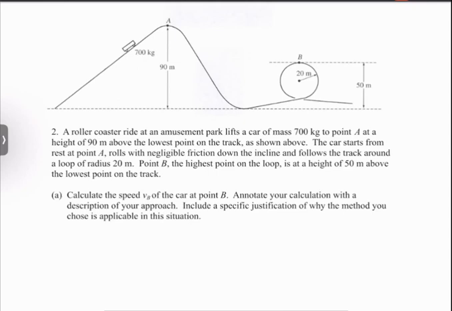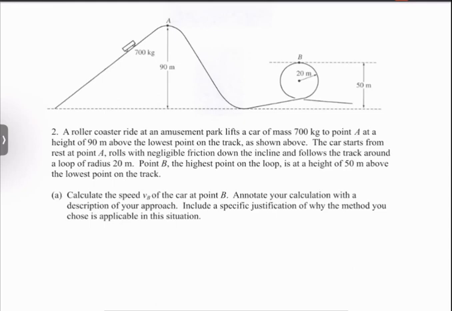At point B, the highest point on the loop is at a height of 50 meters above the lowest point on the track. I want you to calculate the speed VB of the car at point B and annotate your calculation with a description of your results or your approach. Include a specific justification of why the method you chose is applicable in this situation.